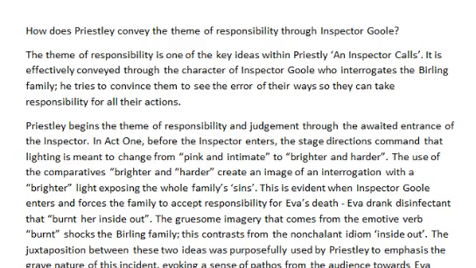So this was a question about Inspector Goole. How does Priestley convey the theme of responsibility through Inspector Goole? And we're going to jump right into the answer.